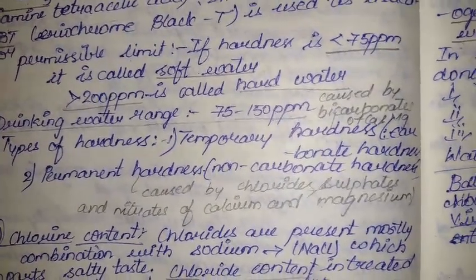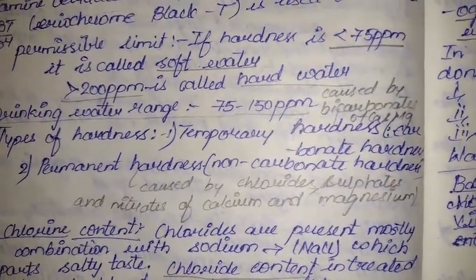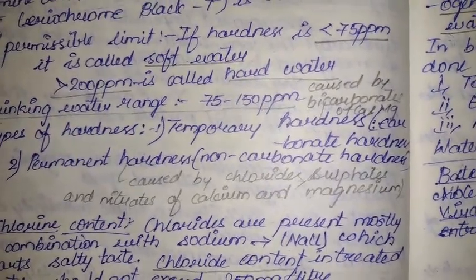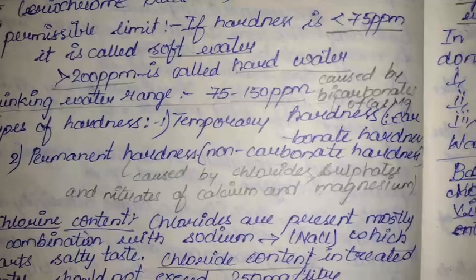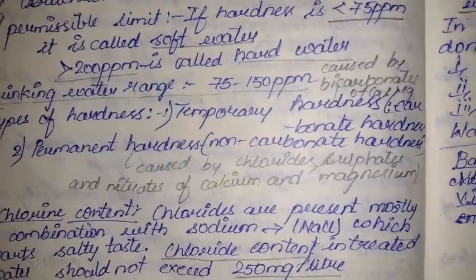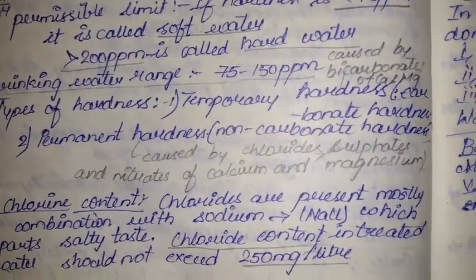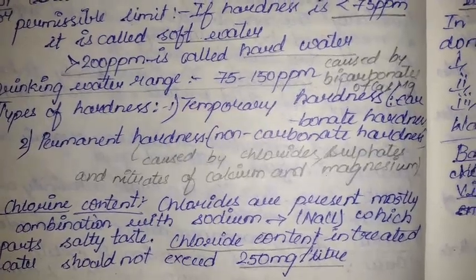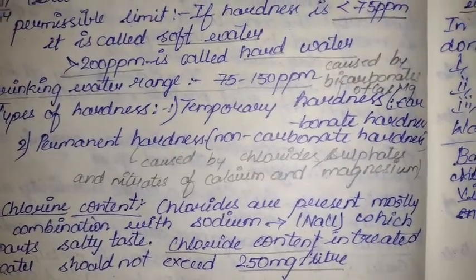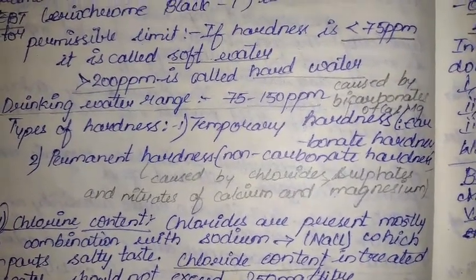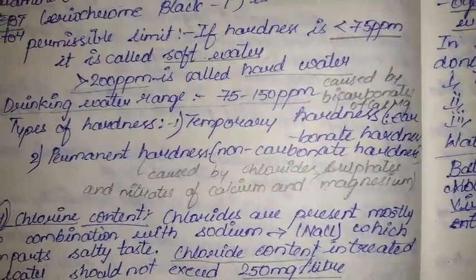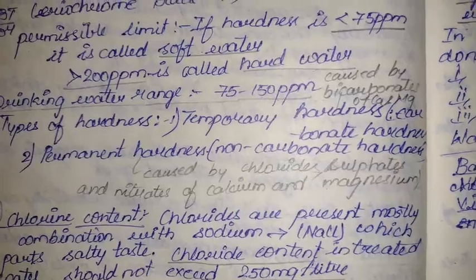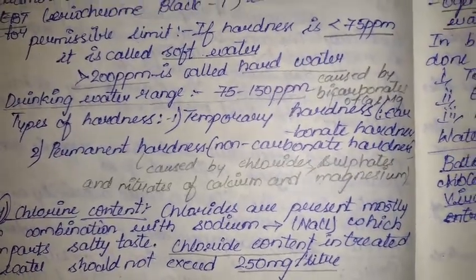The temporary hardness is termed carbonate hardness because of the carbonates and bicarbonates of calcium and magnesium. And we also have permanent hardness. The second type of hardness is called non-carbonate hardness, which is caused by chlorides, sulfates and nitrates of calcium and magnesium. We also need to remember the standard values along with the types of hardness. And temporary hardness can generally be removed by boiling of water.